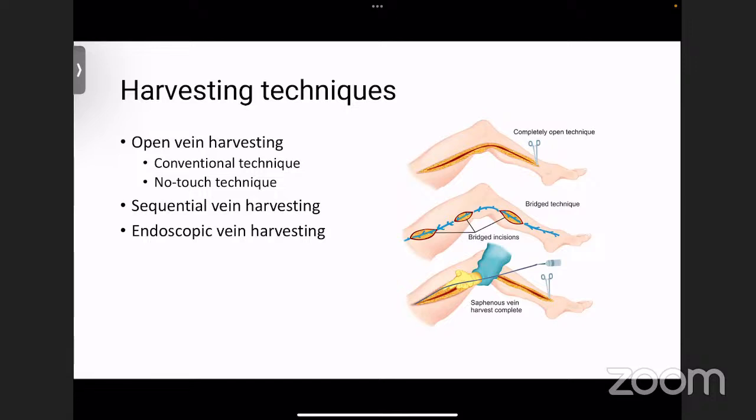These are just different harvesting techniques. You know, the conventional, the sequential, and then we have the endoscopic. And this is actually quite important because I'm going to be touching on the no-touch technique, which is very interesting, overlooked, I think, and essentially shows that the saphenous vein just has more to give than what we're using it as right now.